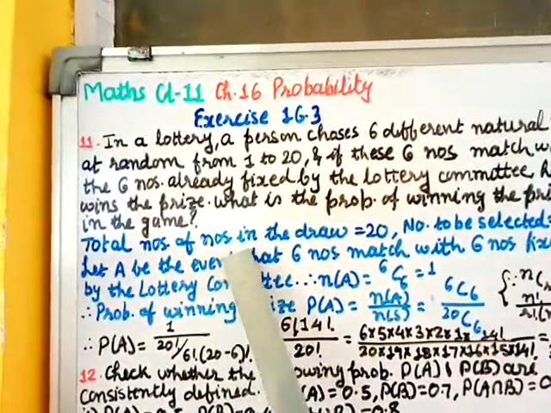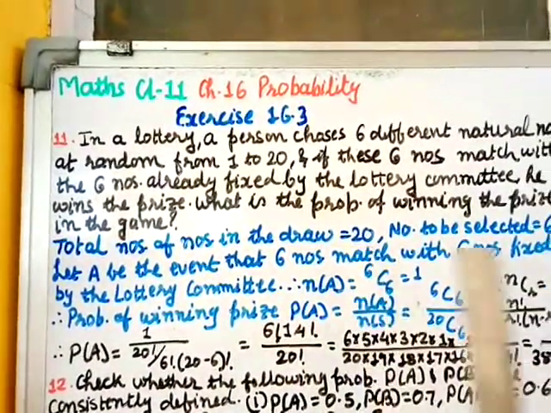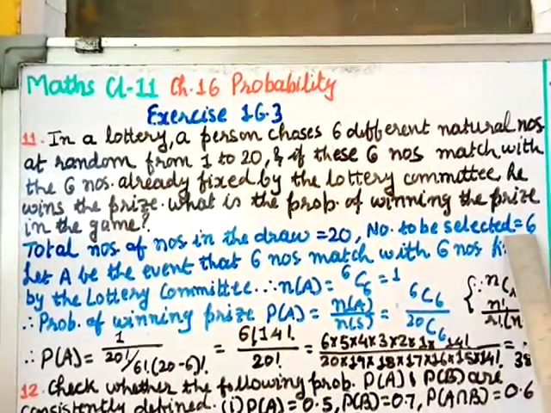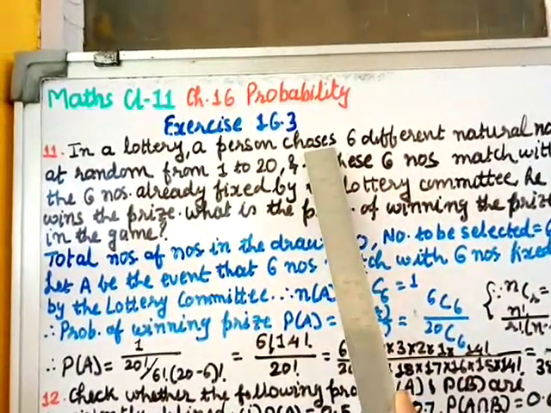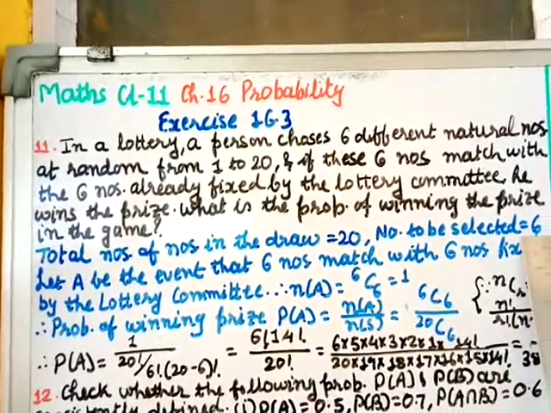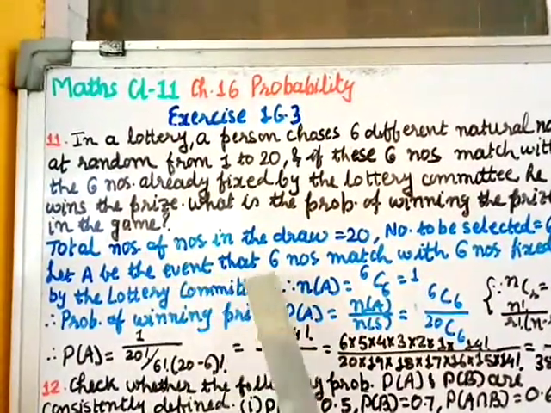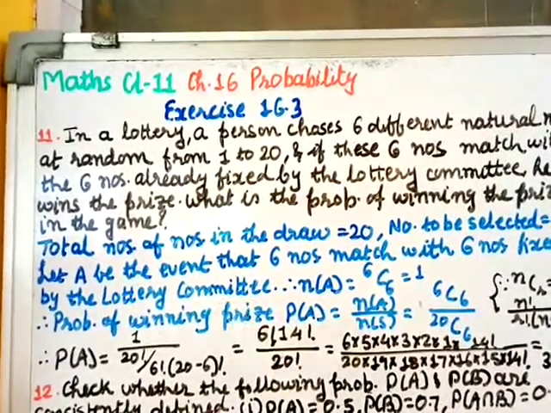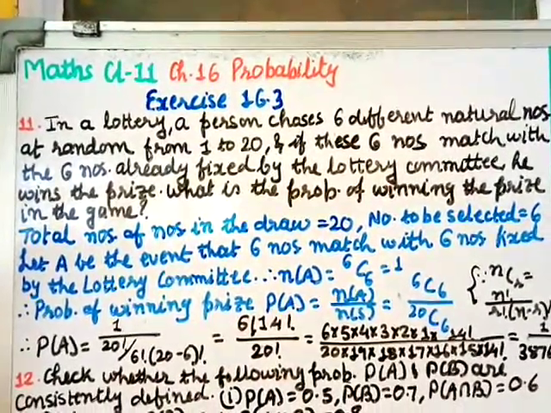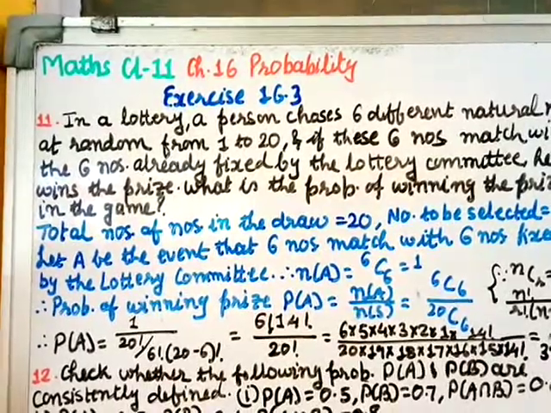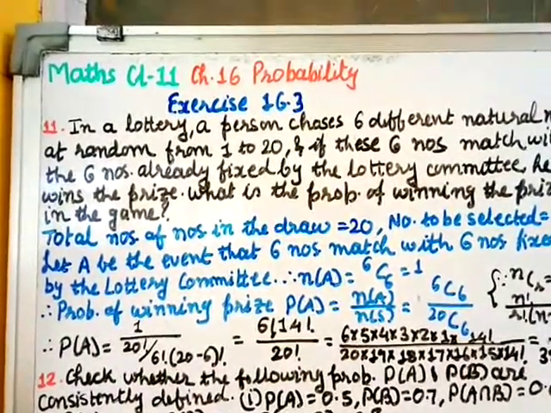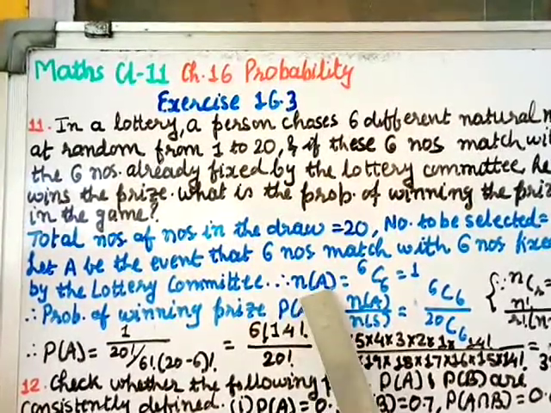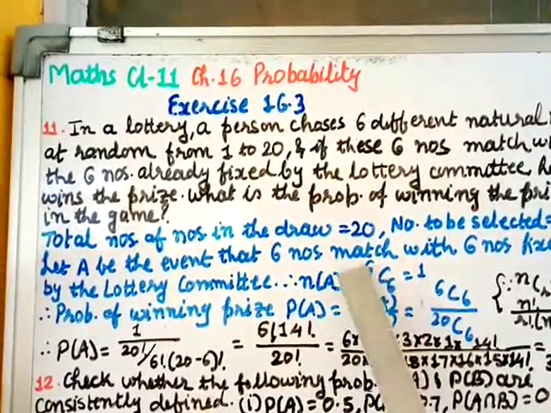Total numbers in the draw equal 20. So out of 20, you have to select the numbers. Number to be selected equals 6. A person can choose 6 numbers. Let A be the event that 6 numbers match with the 6 numbers fixed by the lottery committee. Now we take event A as the 6 numbers which we are selecting will match the 6 numbers which are already fixed by the committee. That means n(A) will be 6C6 and this value is 1.